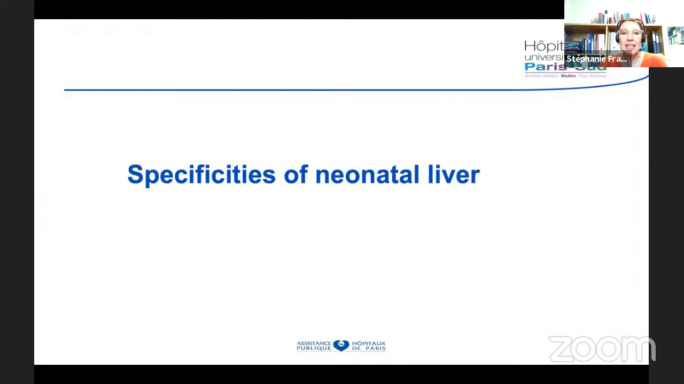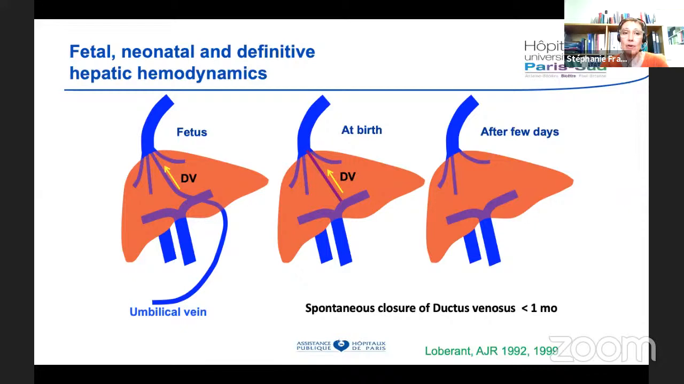So let's move now on to some pathological and physiological aspects in the neonatal liver. As you know, the hepatic hemodynamics is different in fetal life, neonatal life, and after. In the fetus, the umbilical vein drains into the left portal vein, and then you have the ductus venosus that will join the left portal vein and the IVC and allows about 30% of the umbilical blood to get directly to the heart. In the few days after birth, this ductus venosus will remain patent, and up to 1 month in premature babies. After this time, it will be closed and there will be no further macroscopic communication between the two systems.